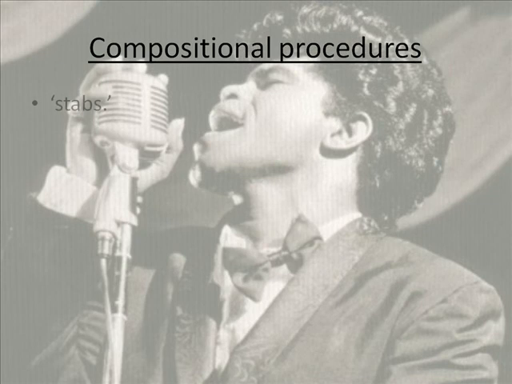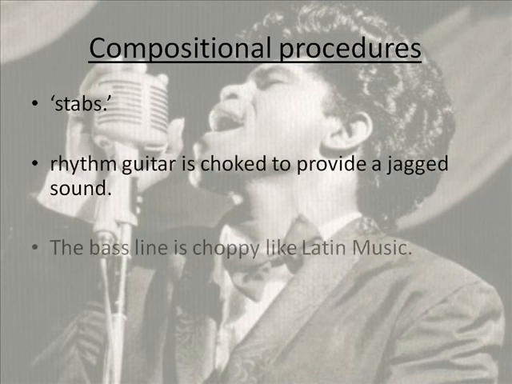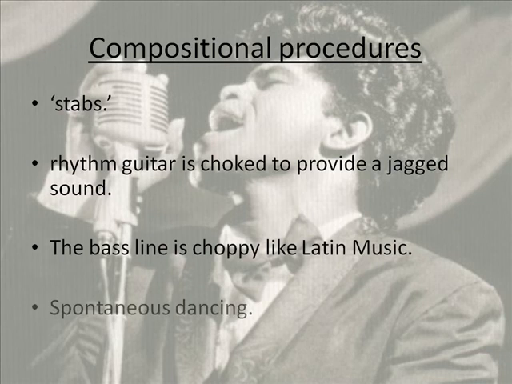Groening also analyses the funk formula and highlights the fact that the brass section are playing single note bursts, commonly known as stabs. He also explains how the electric rhythm guitar is choked to provide a jagged sound, and that the bass line is choppy like Latin music. Brown knew that he was onto something, as the music caused everybody in the studio to dance spontaneously.